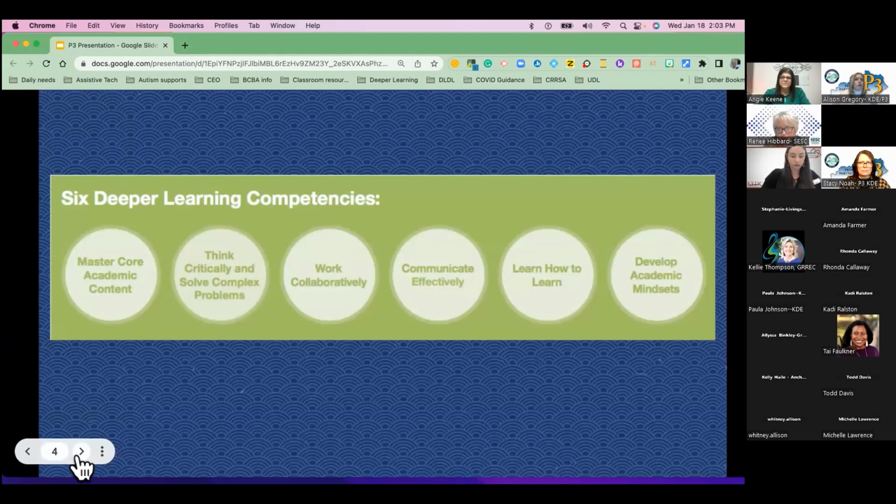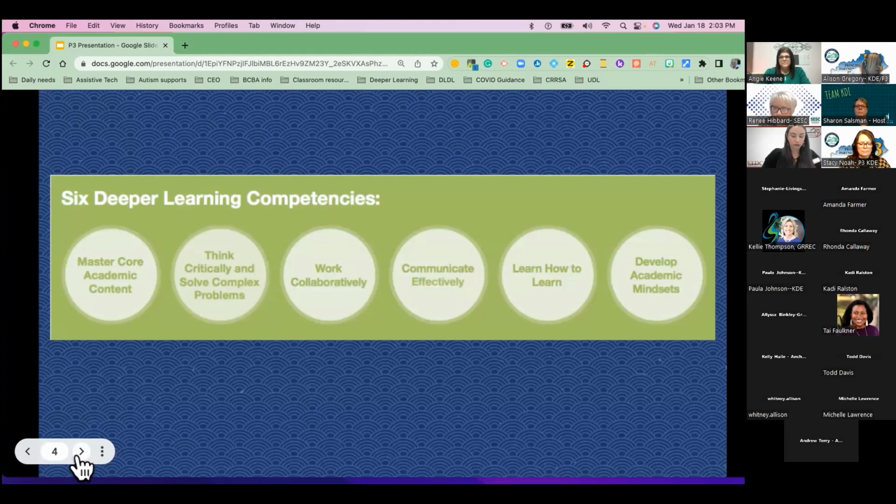By moving from common standardized exams and assignments, classrooms that focus on those deeper learning competencies go a step further by requiring students to master concepts and apply knowledge in meaningful ways, like through research projects and presentations.